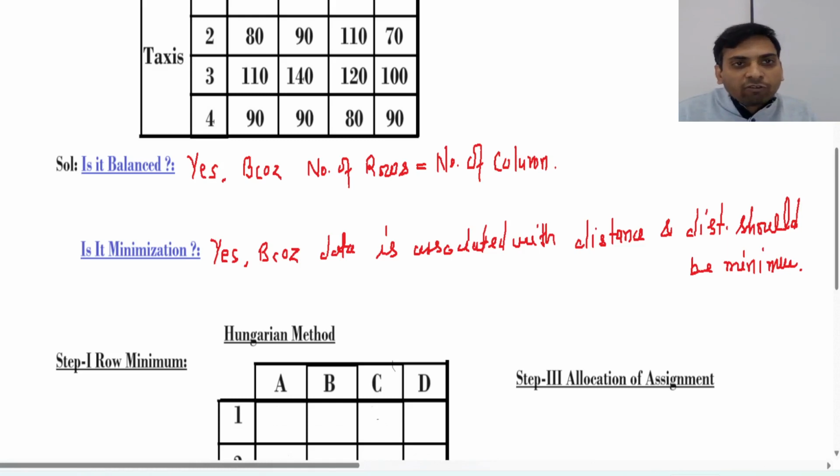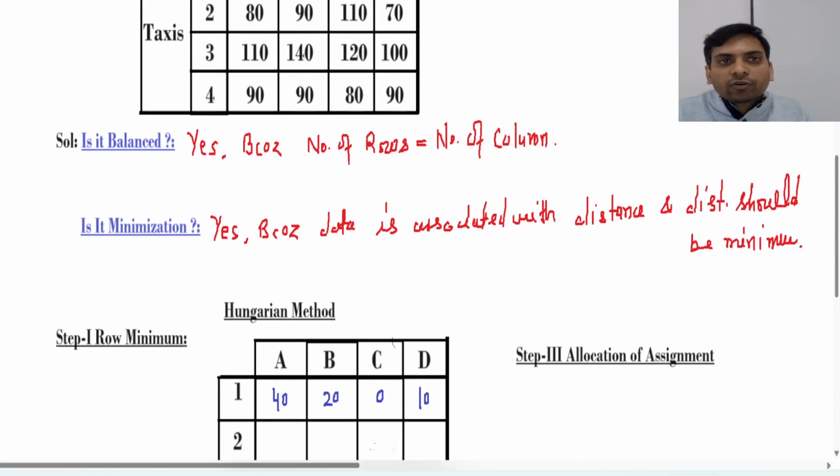First we write 120 minus 80, that is 40. This is 120 and the least number of this row is 80, so 120 minus 80 is 40. Next, 100 minus 80 is 20, 80 minus 80 is 0, and 90 minus 80 is 10. So this is from the first row.